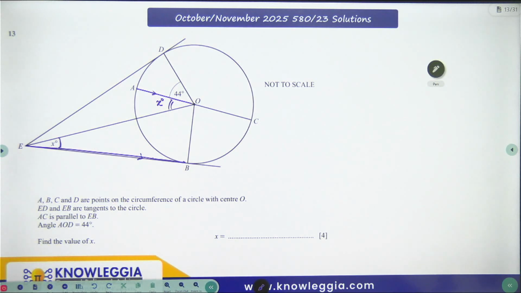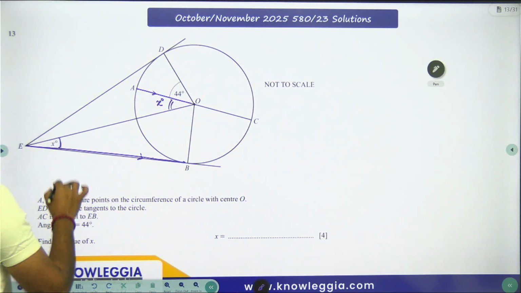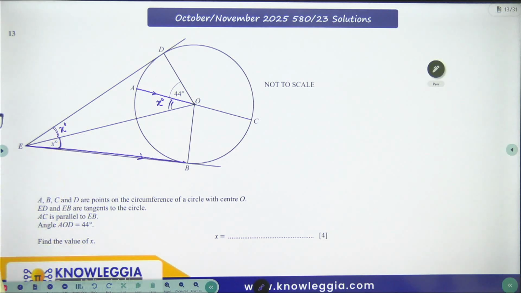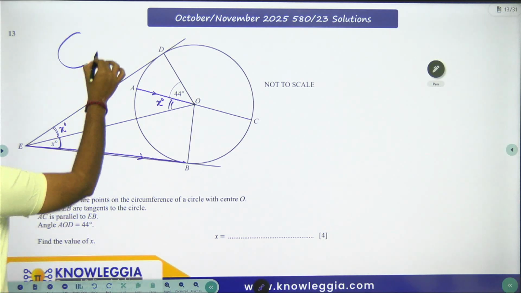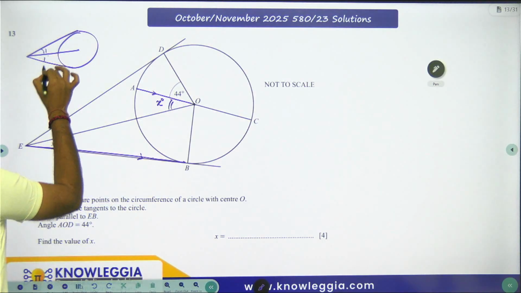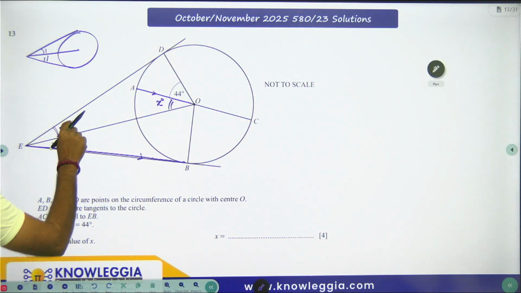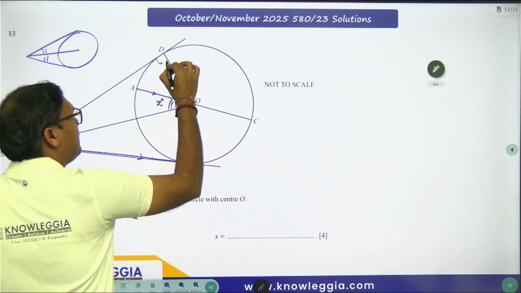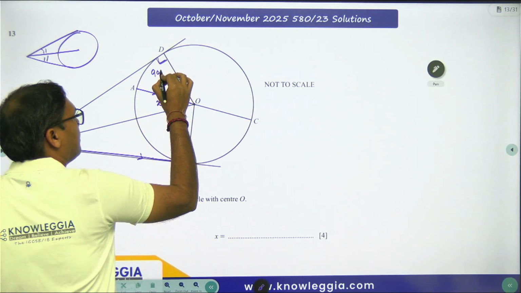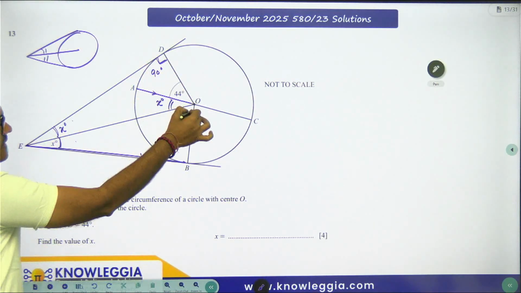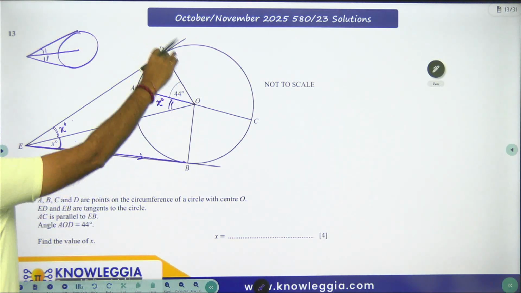Now, let's see how you can find this. Here you can see in this line, one more thing you can see: this angle will also be equal to X degrees. Why? Because we know the property: if you draw a tangent, then by symmetry, this angle and this angle will be the same. You can see this is X, this is X. Now, here you can see this is 90 degrees. Why is this 90 degrees? Because this is a tangent, and the radius and tangent are perpendicular to each other.